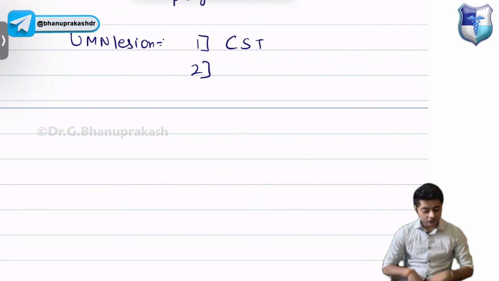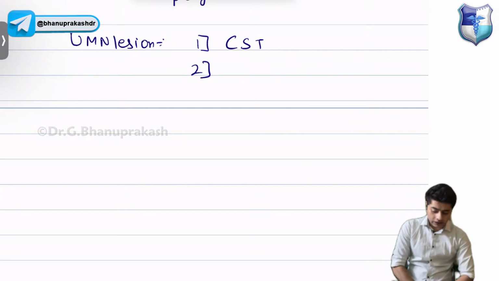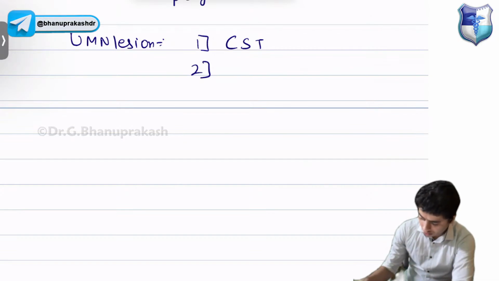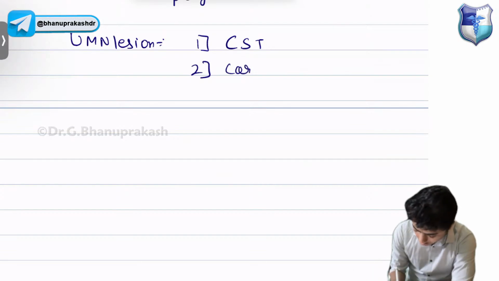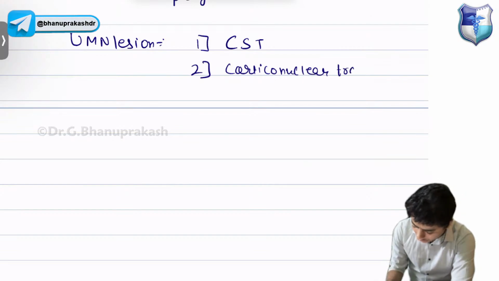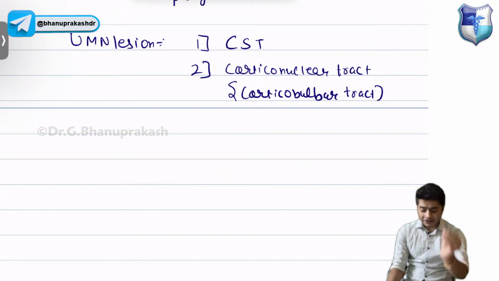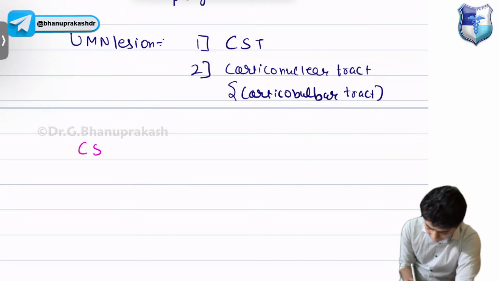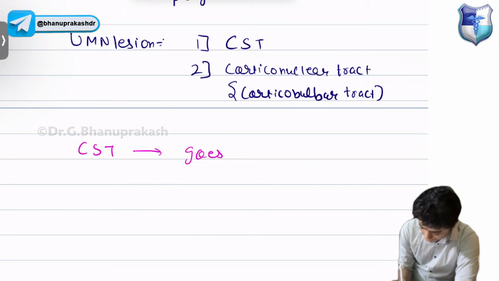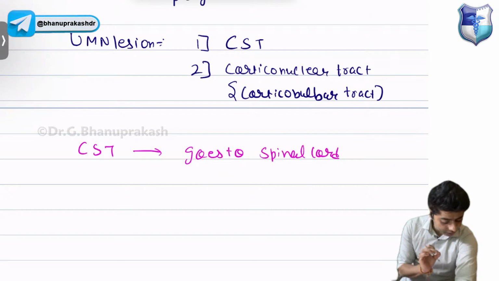Yeah, good Shri. It is your corticonuclear tract, or it is your corticobulbar tract. We all know the use of the corticospinal tract. It goes to the spinal cord. We all know.